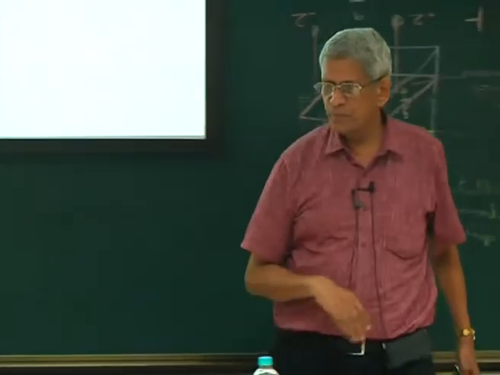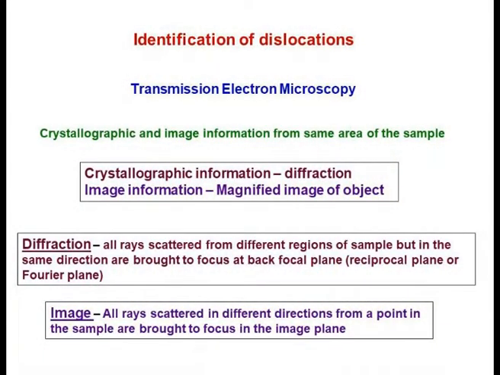For this we use transmission electron microscopy. Microscopy is where we try to magnify the image and look at it, and this is done using a lens system, correct? You can talk of microscopes without lenses. Is there any microscope without lenses? Not there? Sure?